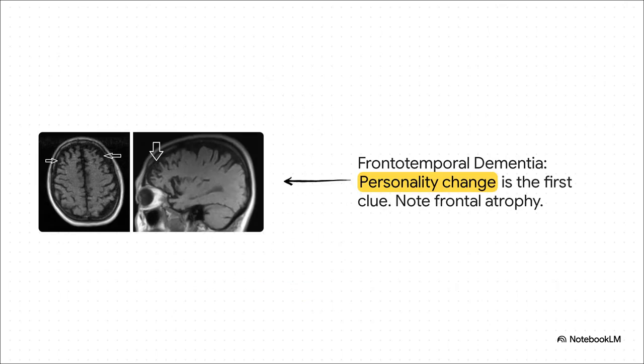Next is frontotemporal dementia, or FTD. Now with this one, the first sign isn't memory loss. It's a really dramatic change in personality, judgment, and behavior. And again, the scan tells the whole story. Look at that profound atrophy just wiping out the frontal lobes, the very seat of our personality and executive function. It's an absolutely striking correlation.